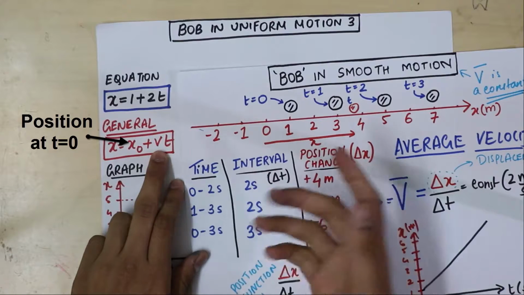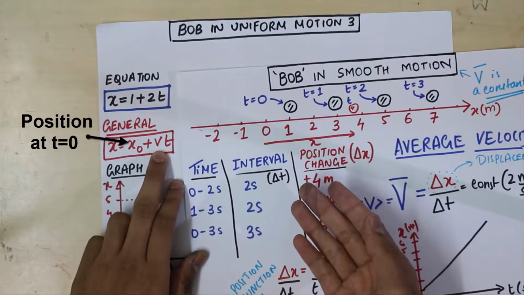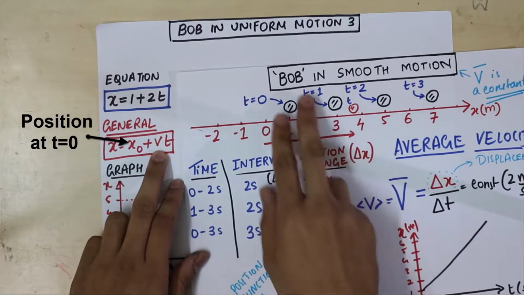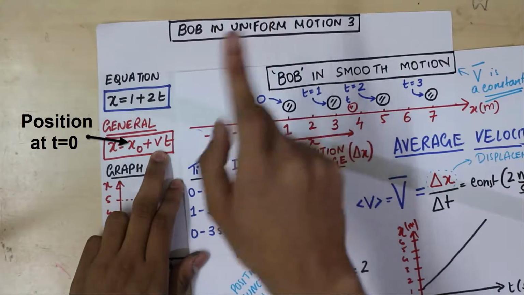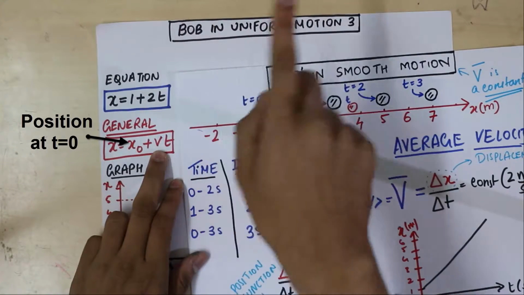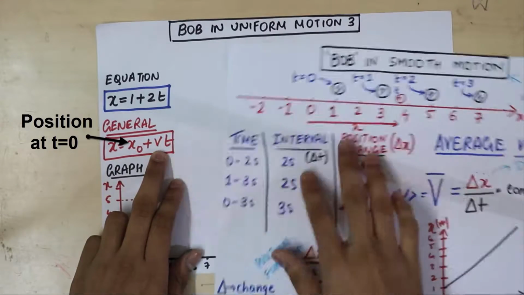Now you may ask, well, which kind of velocity? Is it the average value or is it the instantaneous value? And I would say it doesn't matter because bob is still in uniform motion. Remember, characteristic feature of uniform motion: average value, instantaneous value, same thing. At any instant of time, any interval of time, same thing.